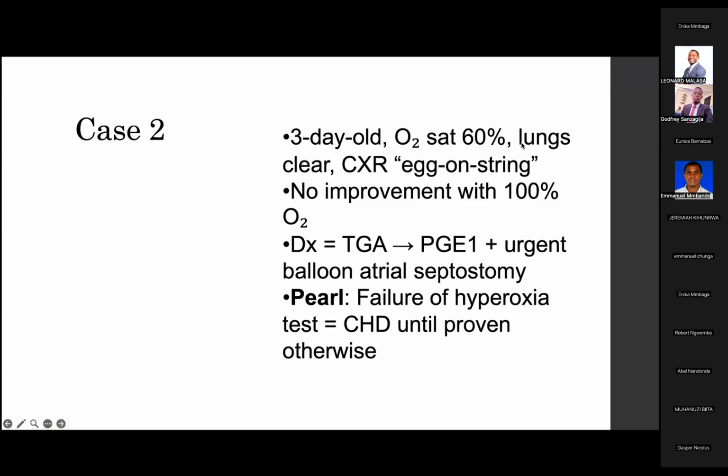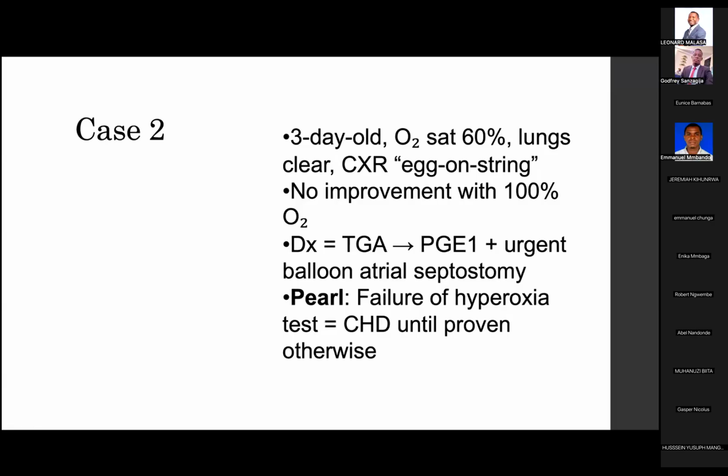This is case number 2. A 3-day-old, their sats are 60. Look at that. Lungs are clear. All right, that's another pearl that you should think about when you think about congenital heart disease. If they present very early, the chest will usually be clear. Now, the chest X-ray shows an egg on a string. Okay, there's no improvement with 100% oxygen. That's the hyperoxia test that we talked about. And this diagnosis was transposition of the great arteries.